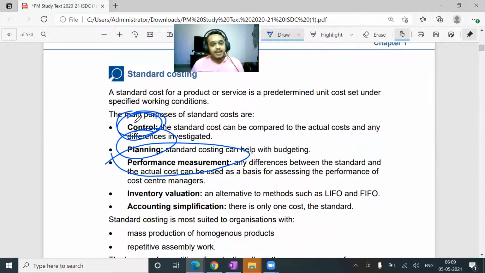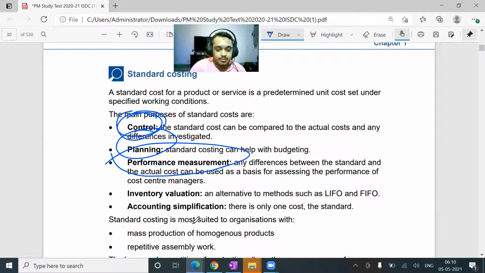Then with planning you can decide how many goods I need to manufacture, how many I need to sell. Further you can plan accordingly. Then comes performance measurement, to assess the performance, how it is going on. Inventory valuation, how much is the cost of the product, we can understand whether we are using the LIFO method or the FIFO method. And then it is also simplifying the accounting so that you have one cost as a standard and then take the variances out of it.